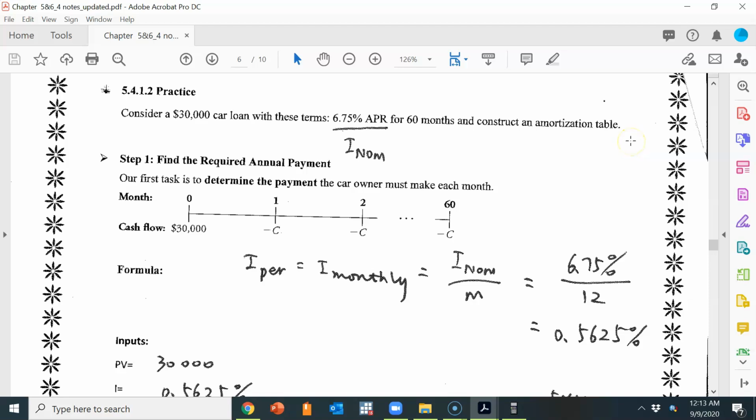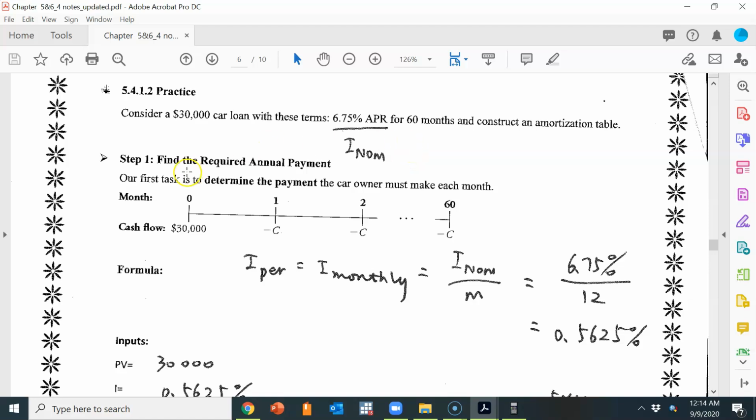This question is a little bit more complicated than our first example of the amortization table because we have only the APR or nominal rate here, 6.75%. However, we know that we're going to pay back the loan in 60 months. So it's going to be monthly payments, and we will need the monthly interest rate to do the calculations. Let's first use the step-by-step method and then use the calculator method.